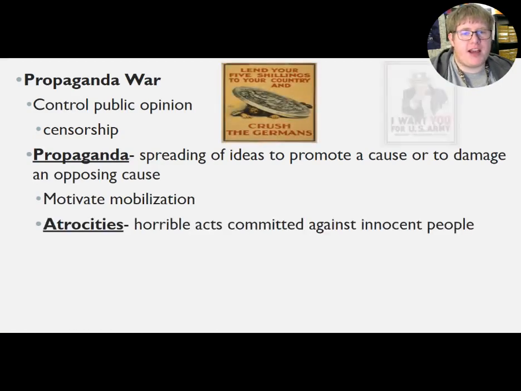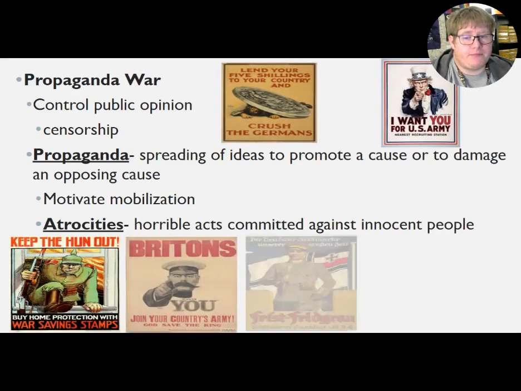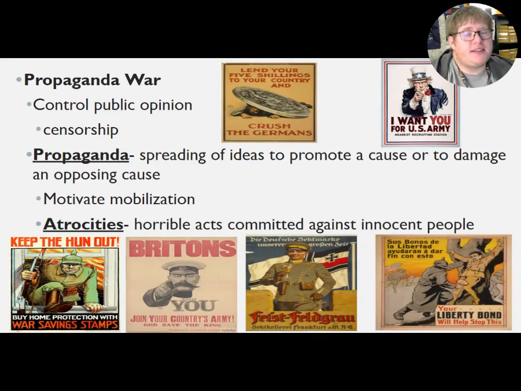Also going to see the rise of propaganda. Now, this was used to control public opinion. It also included some censorship. Propaganda as a whole is the spreading of ideas to promote a cause or to damage an opposing one. We'll see a lot more of examples like these during World War II in a few weeks.